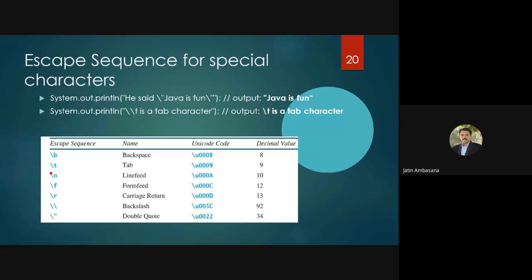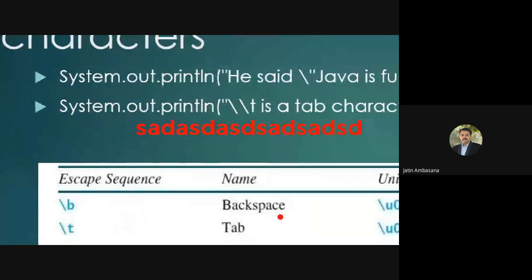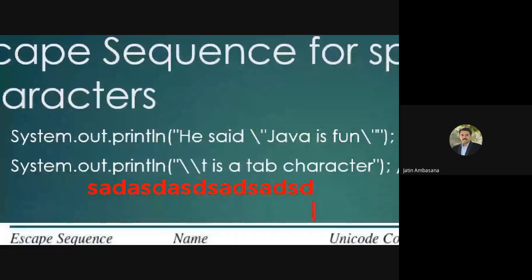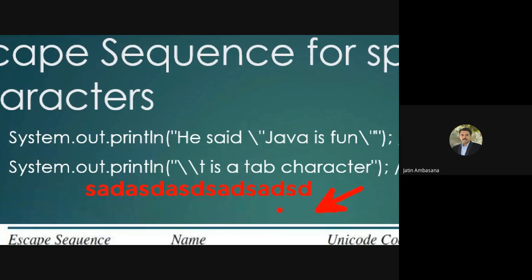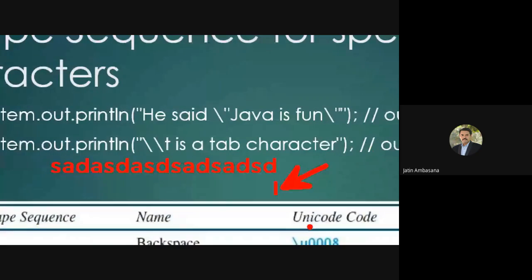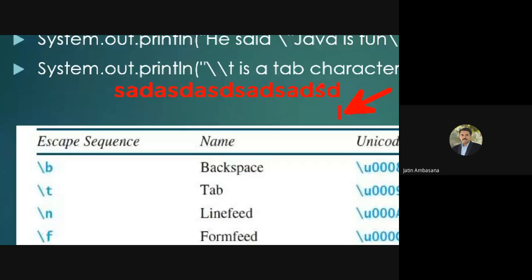See, on some platforms, \n just gives you a new line, and does not take your cursor back. So, for example, if you write something like this, and now if you do \n, what happens is your cursor comes over here, at this location. Now, actually, this is not a good thing. Your line should start from this location.